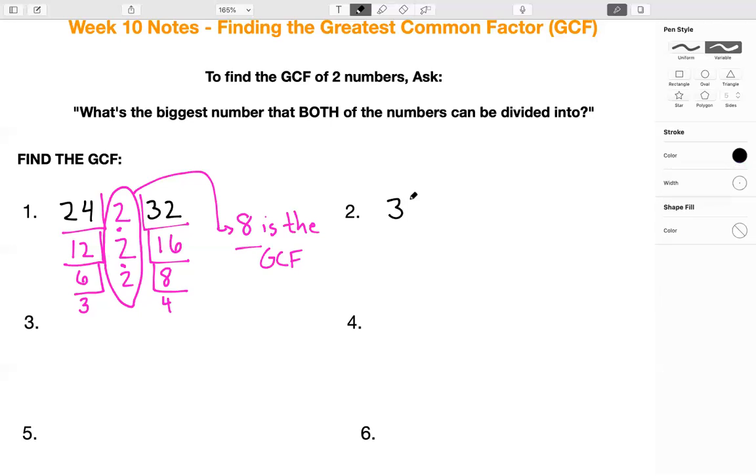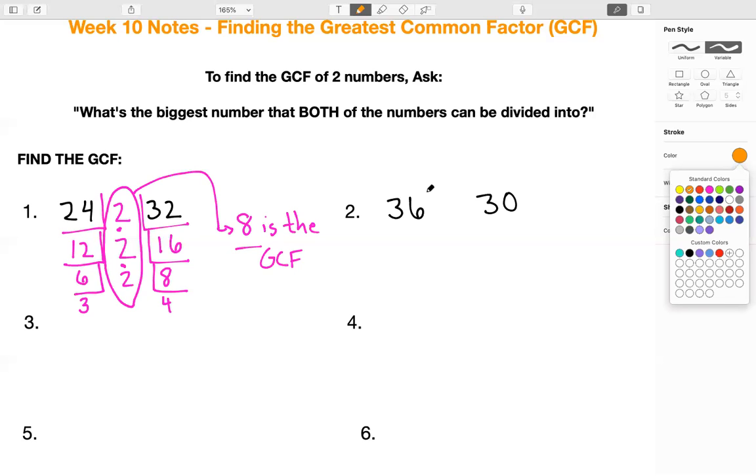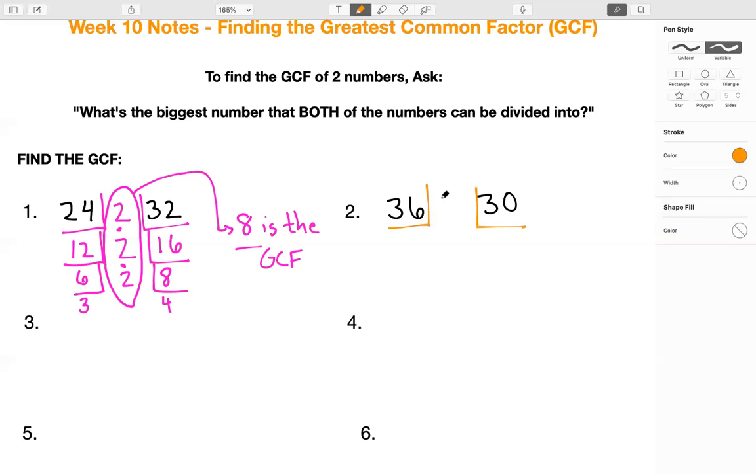36 and 30. What's the biggest number that both of the numbers can be divided into? And I'll allow you to pause it for a second to try and figure it out, assuming you've tried it. 36 and 30. Well, some of you may know it right away if you're good at your multiplication tables, but if you don't, then you can definitely notice that they're both even. So let's divide both of them by 2.